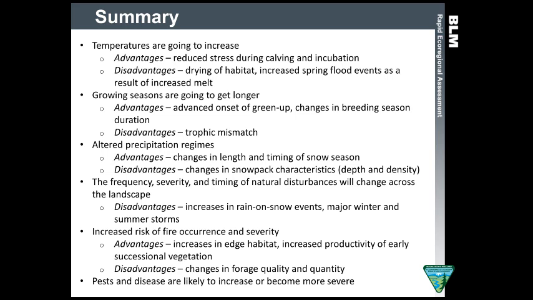The frequency, severity, and timing of natural disturbance across the landscape. Disadvantages for wildlife include increases in rain and snow events, and major winter and summer storms. I didn't really touch on fire at all, but we do anticipate increased risk of fire occurrence and severity. Advantages for wildlife include edge habitat and increased productivity of early successional vegetation, while disadvantages may include changes in forage quality and quantity. This can also be an advantage for other species. And lastly, pests and disease are likely to increase or to become more severe.